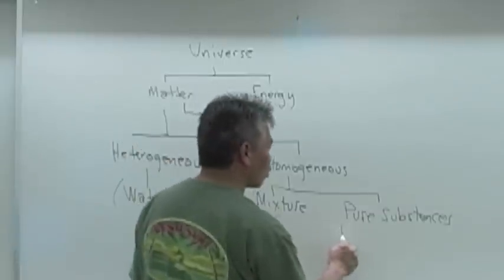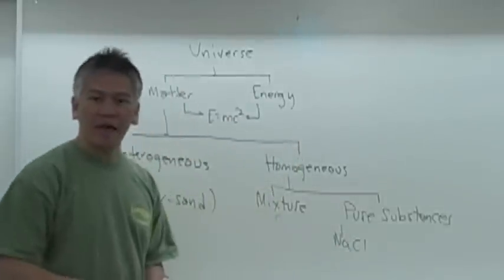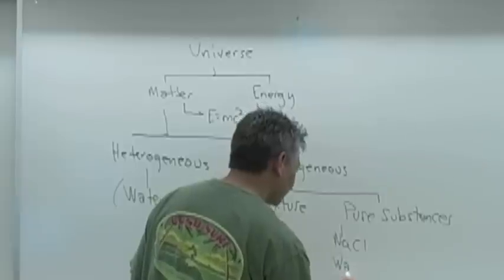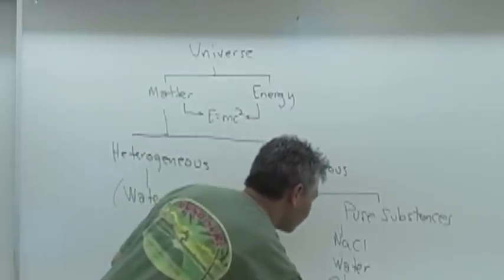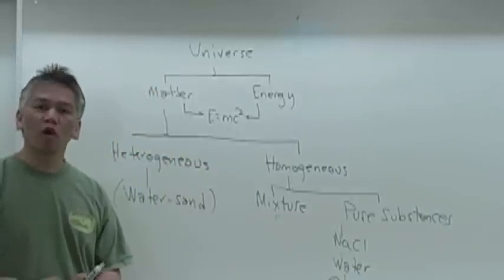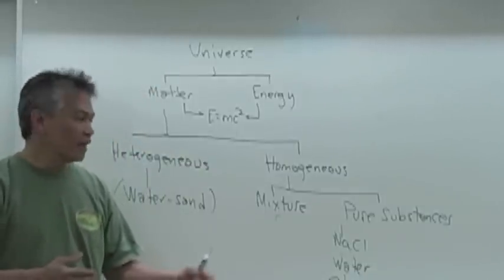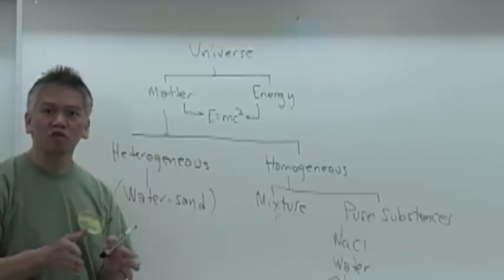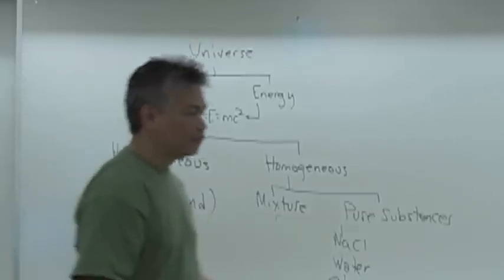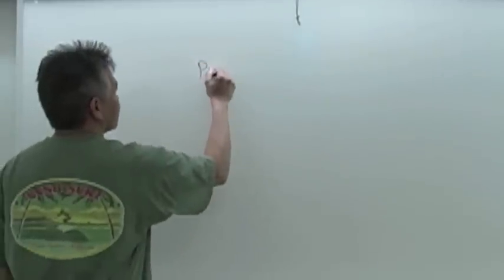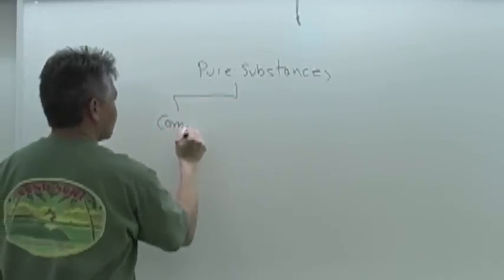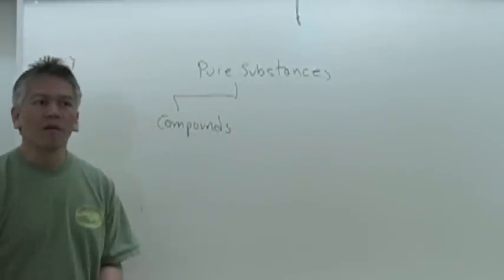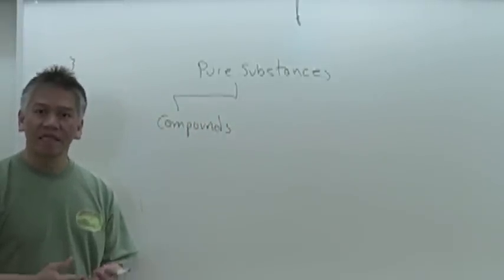An example might be sodium chloride, which is nothing more than salt, water, or let's say we have carbon. All of these are pure substances because there's only one unique chemical for each one of these. Now, we can break down pure substances into two categories. The first is going to be compounds, and compounds are chemicals in which you have two or more different elements in that particular chemical.